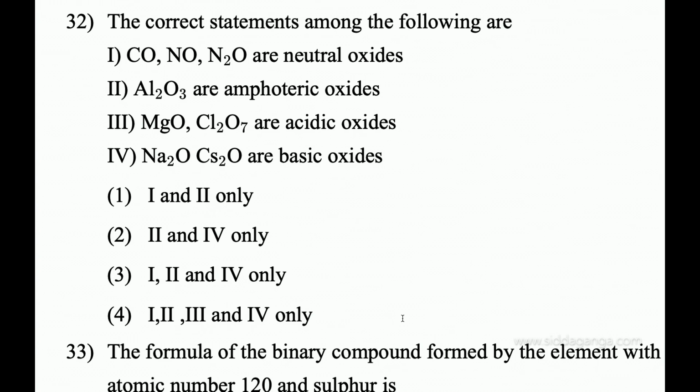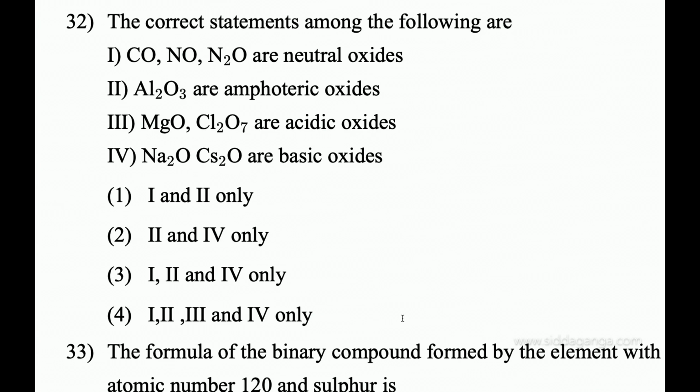The correct statements among the following: carbon monoxide, nitric oxide and nitrous oxide are neutral oxides. Correct statement. Al2O3 is an amphoteric oxide. Correct statement. And MgO, Cl2O, Mg comes in the S block. A metallic oxide is a basic oxide, but what is given there is acidic oxide. Magnesium comes in the S block. Na2O and Cs2O are basic oxides. So first, second and fourth are correct.